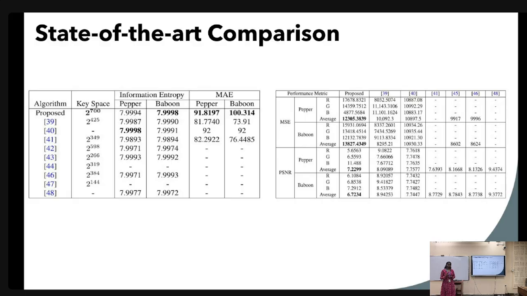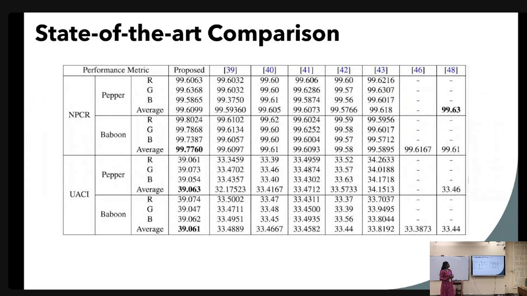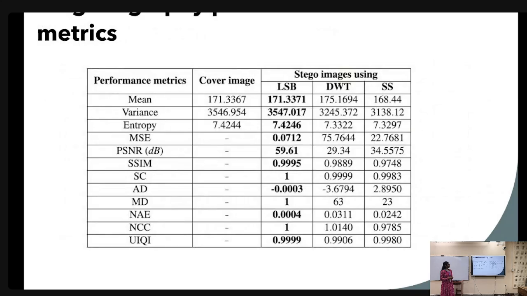Then, to check the other values, we have taken some standard images that are already used in existing approaches, the pepper and baboon images. In those values also, our algorithm gives higher values. These are some steganography performance metrics for different steganography algorithms.